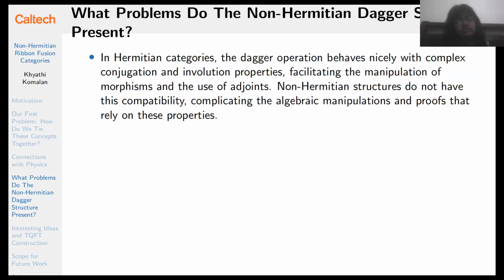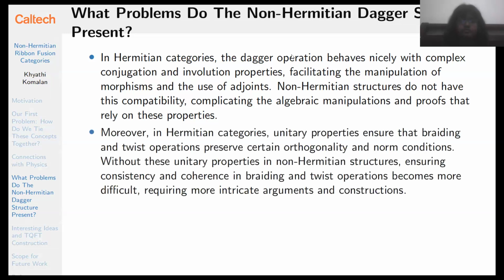Whereas in non-Hermitian structures, you don't have this compatibility and you don't have these properties to rely on. So you're basically left with using the rest of the properties of the categorical structure, which is a little bit hard to use and might also result in more general results rather than something more specific that we want.